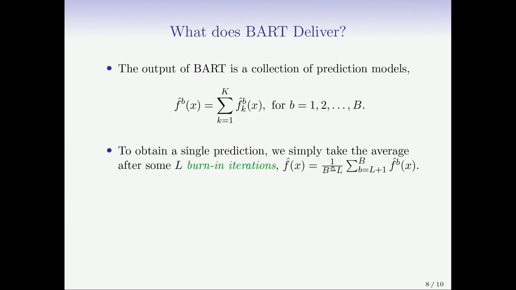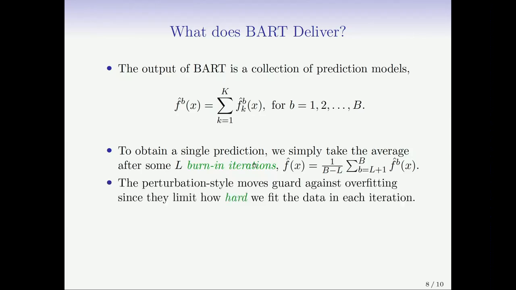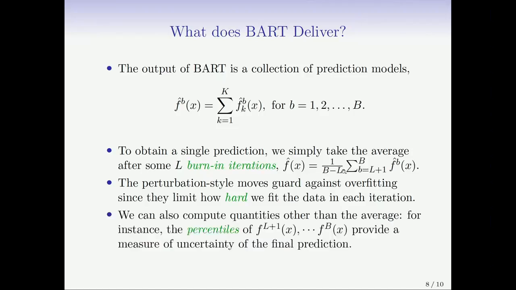Except that since this is a random process and it starts in a place and you hope it's going to settle down after a while, what's done is a kind of burn-in. So you don't actually use the first L iterations, you throw them away. So maybe B is 1,000, L is 100. That means you ignore the first 100 steps in the prediction and you take the average of the remaining 900.